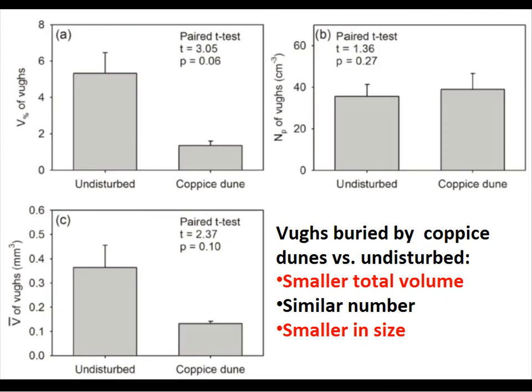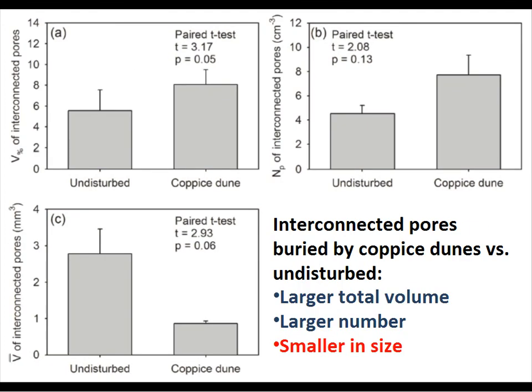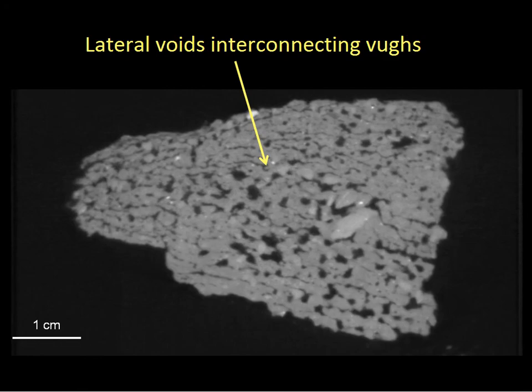Same trend with the bugs. These were smaller in total volume, similar in number, and smaller in size. With the interconnected pores, we see a slightly different trend. There was actually an increase in the total volume of interconnected pores, an increase in number, but a decrease in size. So they're collapsing, but more of them are forming, so you have a larger total volume.